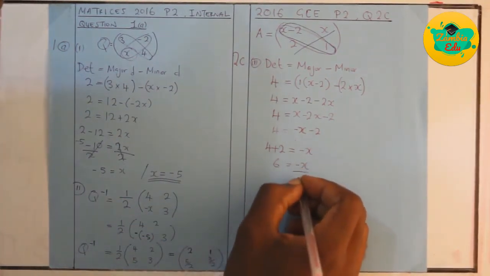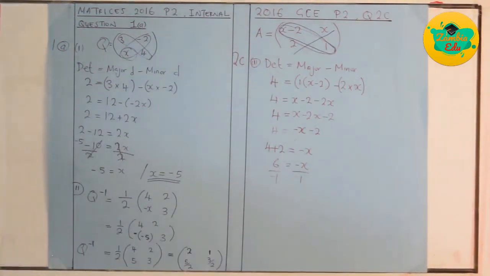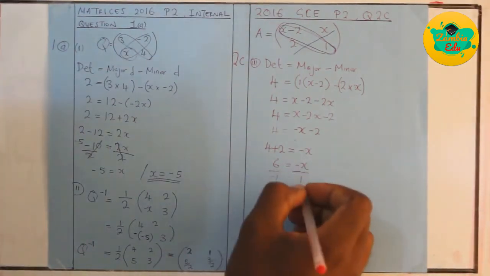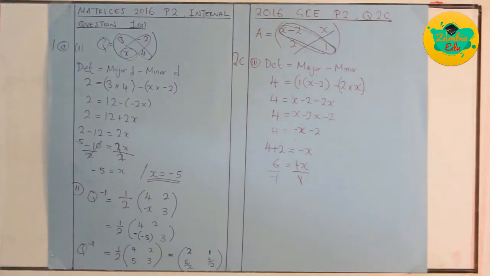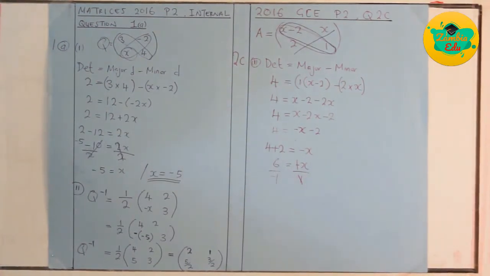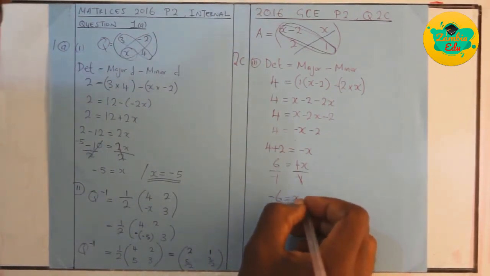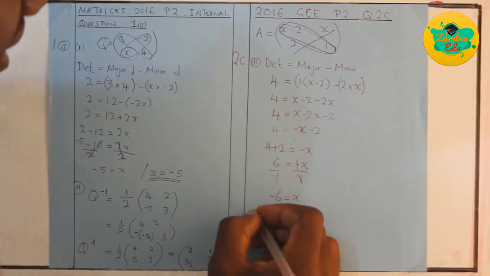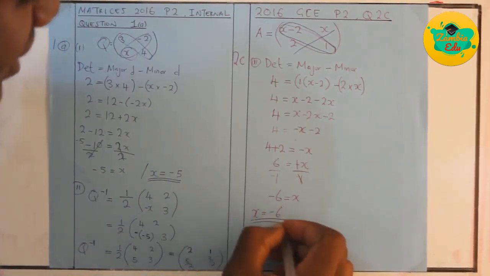So we divide by negative 1 on both sides. Negative 1 cancels that negative. Why are we dividing by negative 1? Because we're looking for the value of x and not the value of negative x. So we also do the same there, and it gives us negative 6 is equal to x, which is also written as x is equal to negative 6.